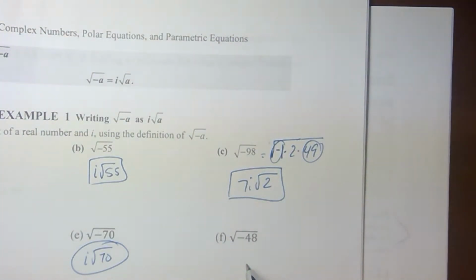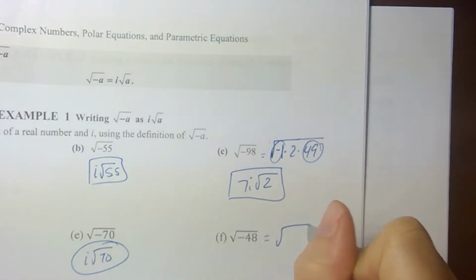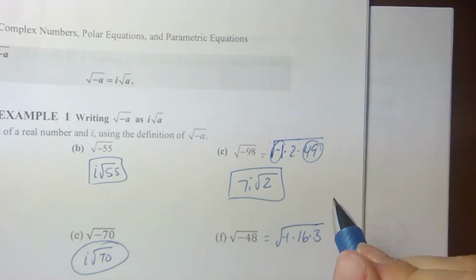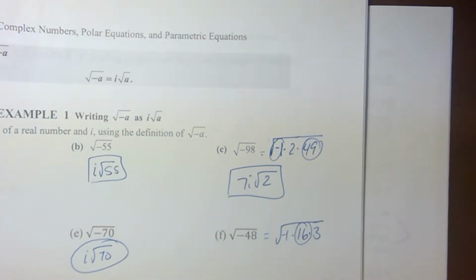Same process here. Negative 48. If I look at that, I'm going to think, okay, negative 1. I know 48 is divisible by 4. It would be 4 times 12. And you know what? 12 is also divisible by 4. 48 is actually 16 times 3. So I'm looking for that greatest perfect square. Square root of 16 is 4.